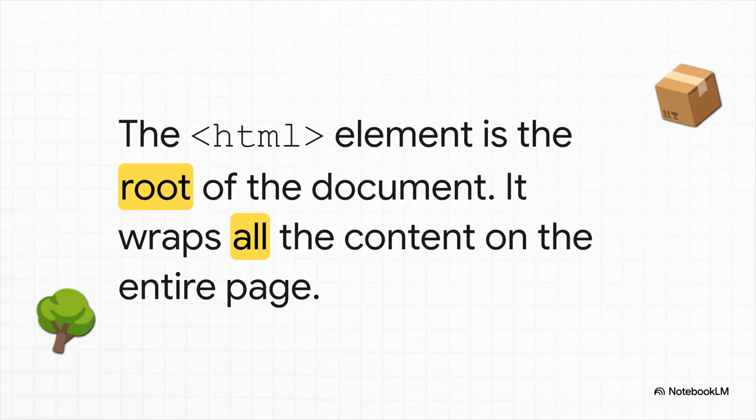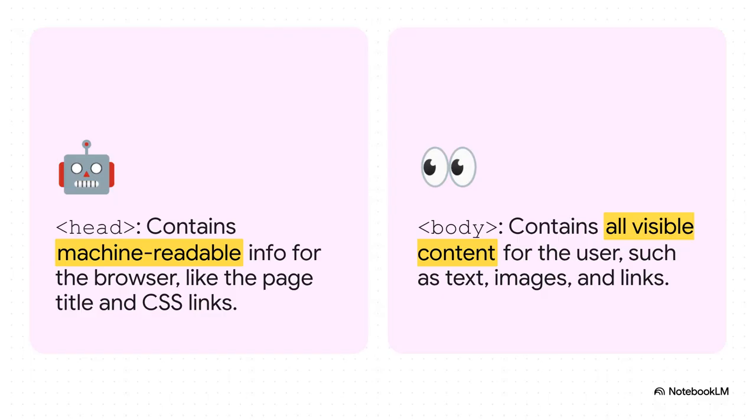Next up, we wrap everything inside the HTML element. This is the root. It's the main container for the entire page. Every other piece of content, every single tag, is going to be nested right inside of this one. Now, inside that HTML element, there are two main sections. First, you've got the head. Think of this as the backstage area. It holds all the stuff the browser needs, like the page title that shows up in your browser tab or the links to your CSS style sheets.